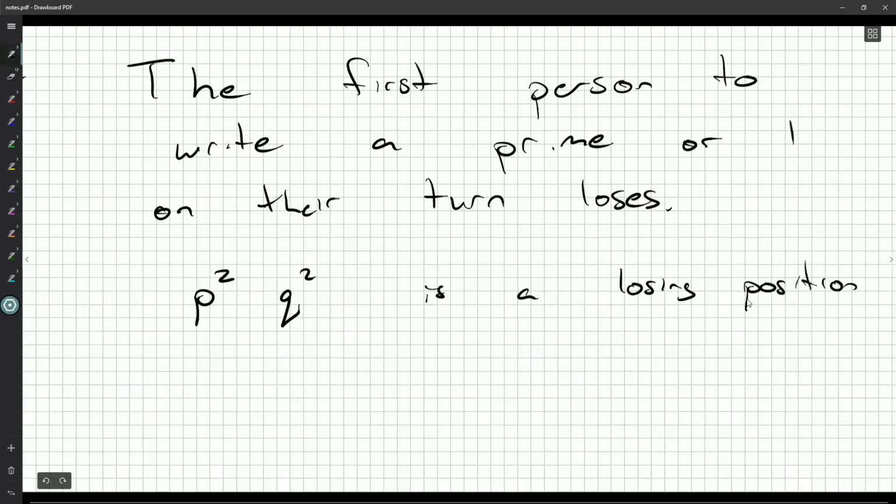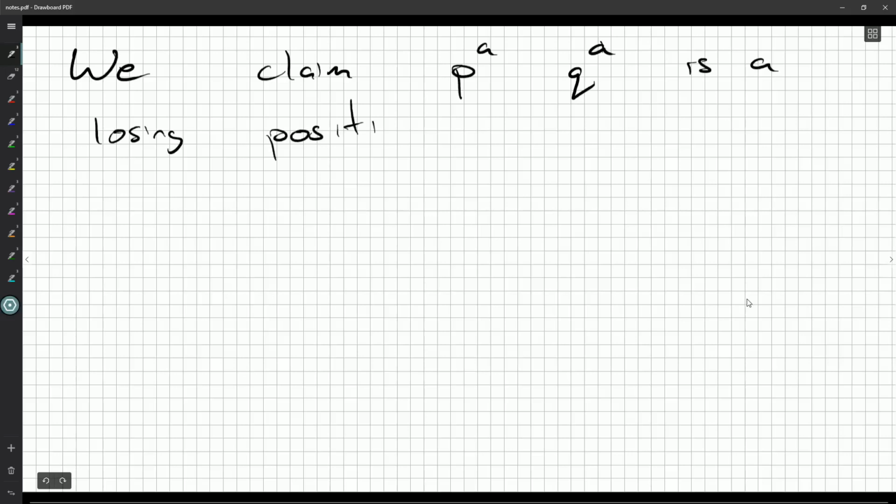Okay, so I think I have an idea. We claim p^a, q^a is a losing position for a greater than or equal to 2. And of course, p and q primes. So you have to explain that.